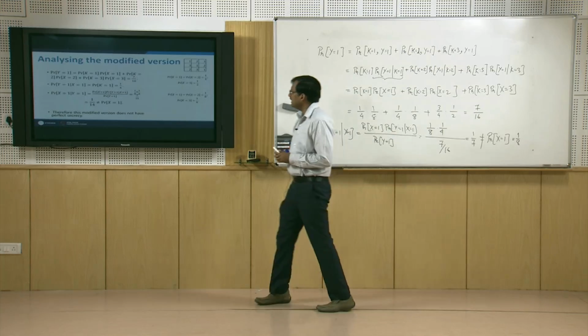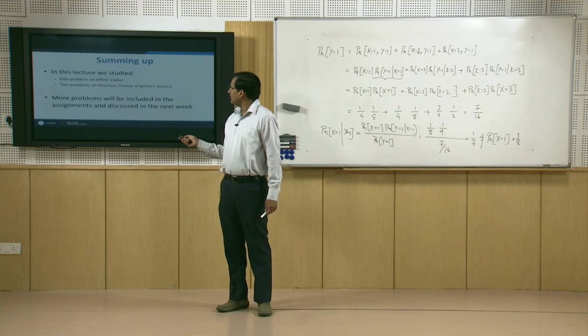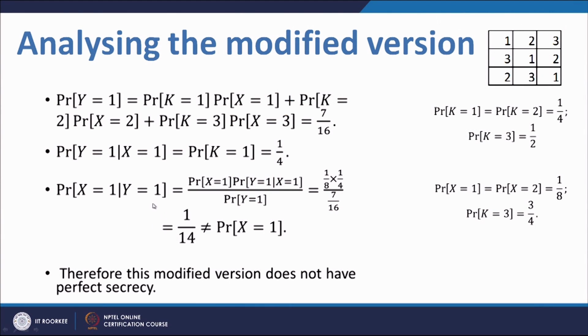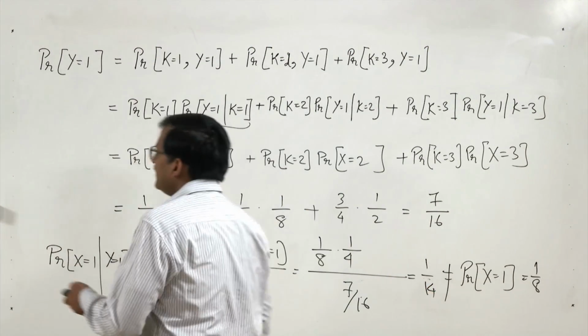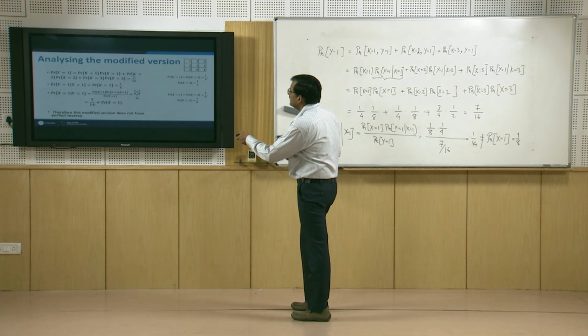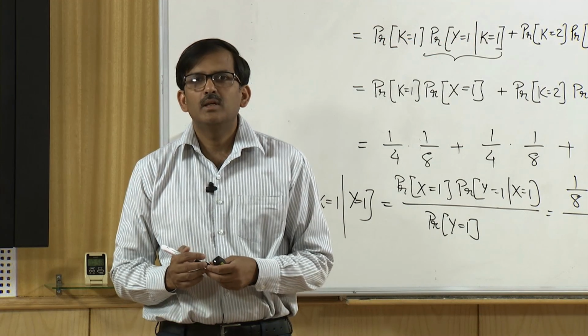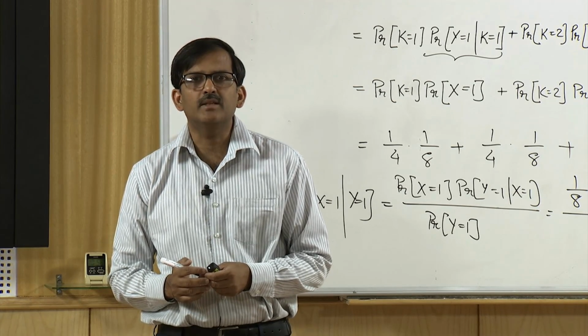So this is what I wanted to say. Thus, we have seen that if I fix y equal to 1, then the probability that x will be equal to 1 is different. There is a small error over here. This is going to be 1/14. The probability of x equal to 1 given y equal to 1 is going to be 1/14, which is not equal to probability of x equal to 1, and therefore, the crypto system under consideration does not achieve perfect secrecy.